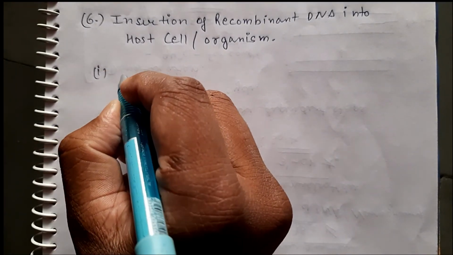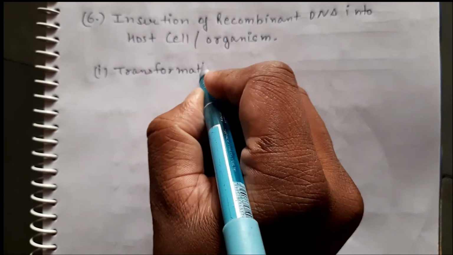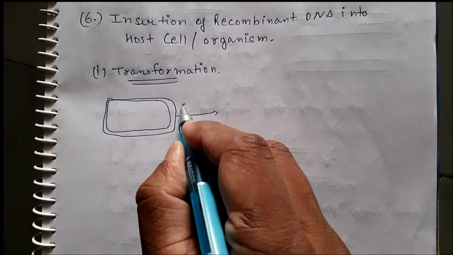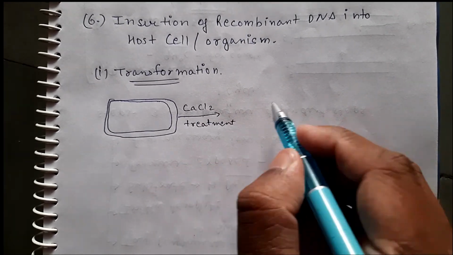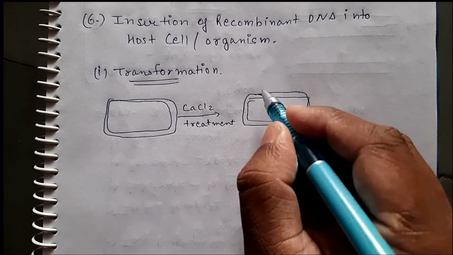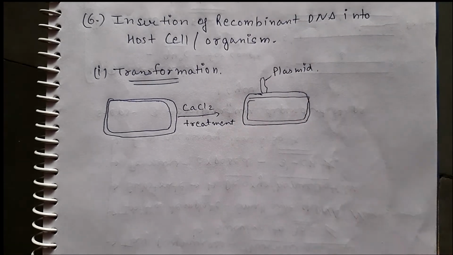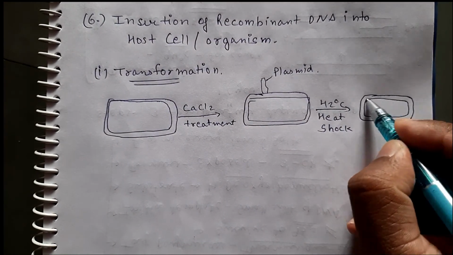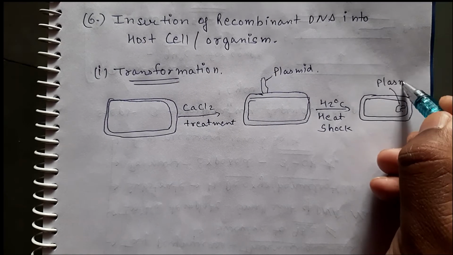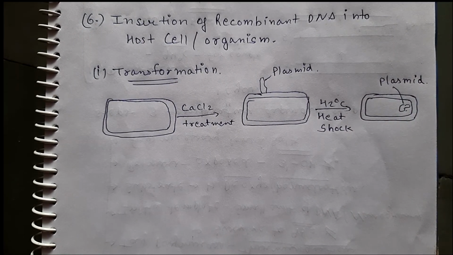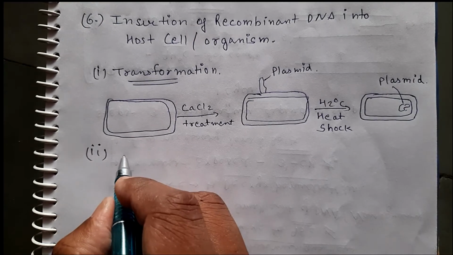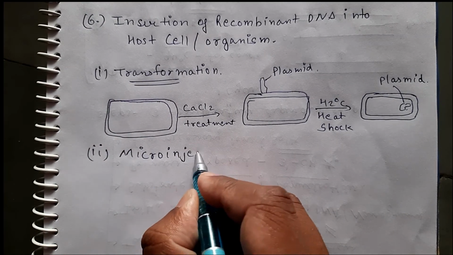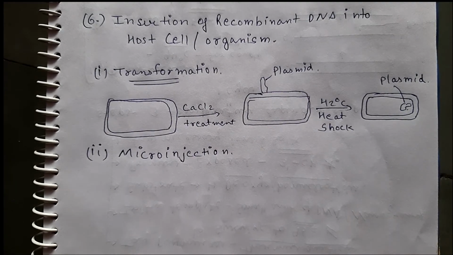That is, the first step is transformation, in which the bacterial cell is treated with a divalent cation, that is calcium chloride treatment, so that the cell wall of the bacteria takes up the plasmid, and then with the help of heat shock, the plasmid is inserted into the bacteria. The second step is microinjection, in which we directly inject the DNA into the nucleus of the cell.